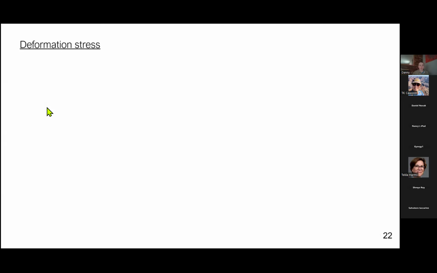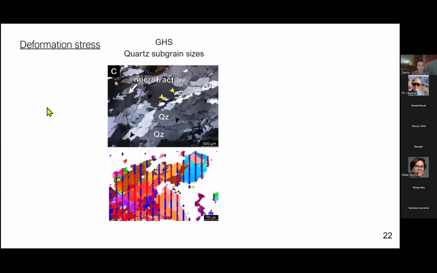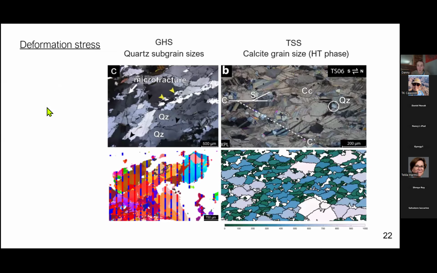Okay, and finally, I looked at deformation stresses, so differential stresses during the deformation. And to do this, I used the quartz subgrain size piezometer in the Greater Himalayan sequence and the calcite grain size piezometer in the Tethyan sedimentary sequence. And so the stresses obtained from this are the differential stresses that were active during the deformation that led to the development of either the subgrains or the grain sizes.